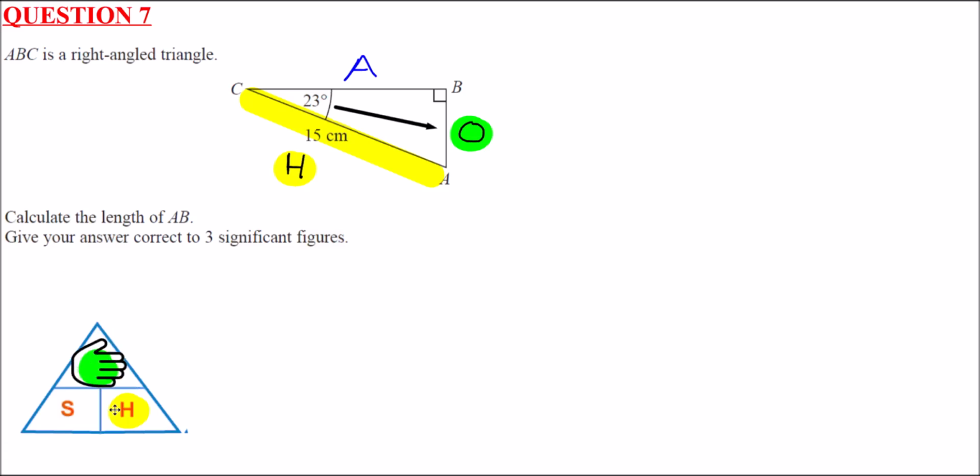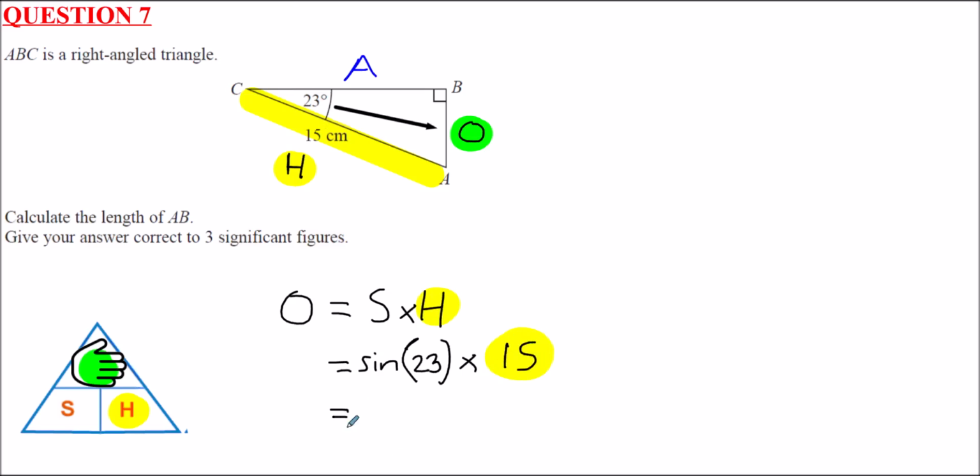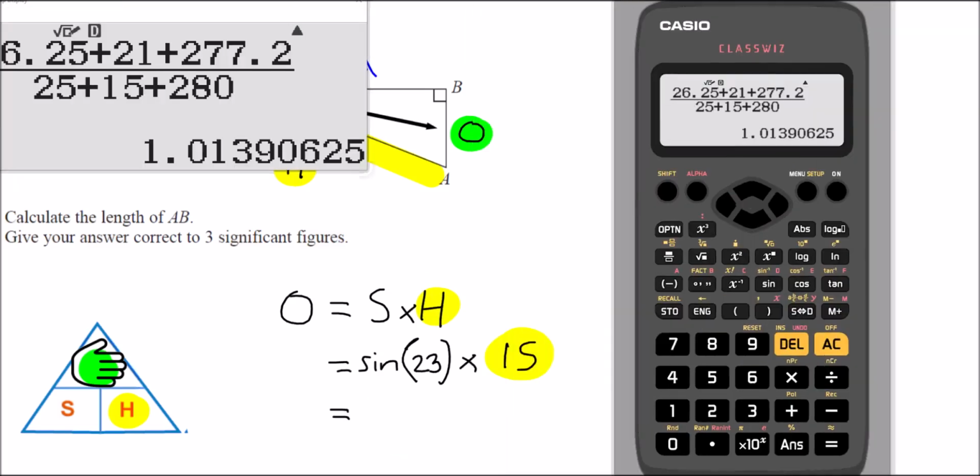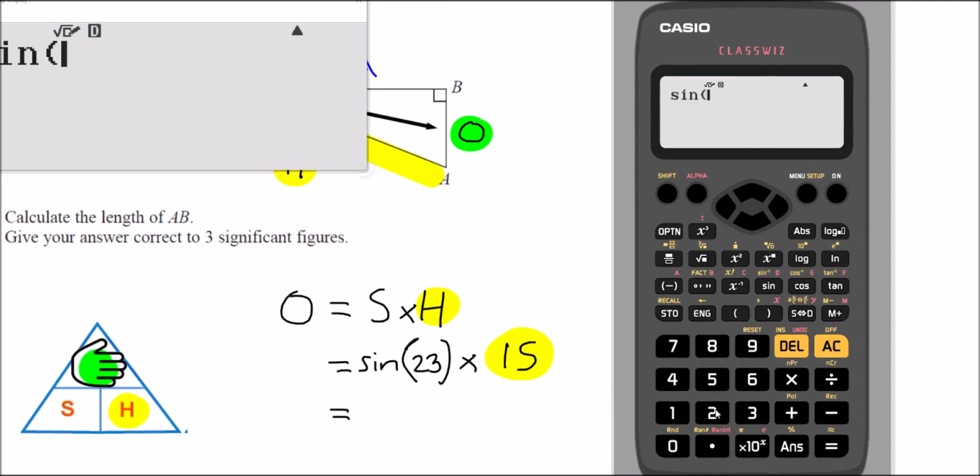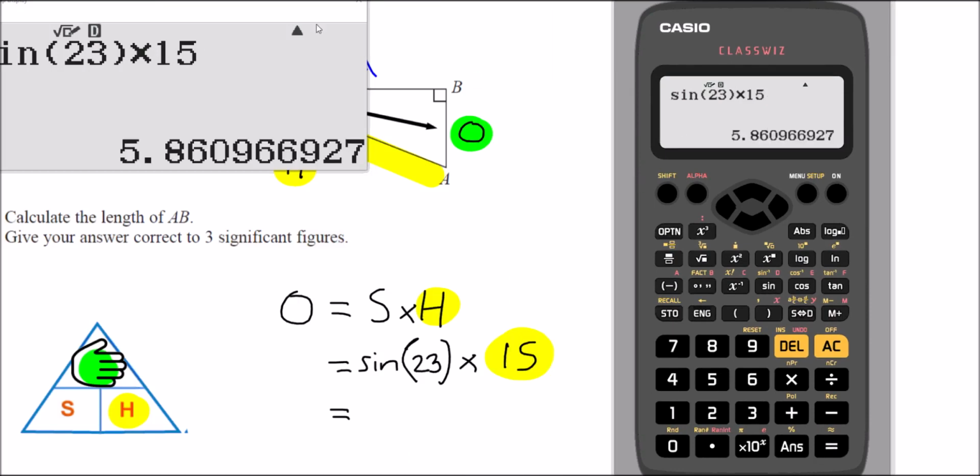The opposite side will be S times by H, because S and H next to each other just means one multiplied by the other. S stands for sine of the angle we're talking about, so S stands for sine of 23, put this in brackets, and H is obviously the hypotenuse, which we know is 15. And this calculation will tell us nicely what the opposite side is. So we just type this in carefully into our calculator. So sin 23, close the bracket, multiply by 15, press equals, 5.86.